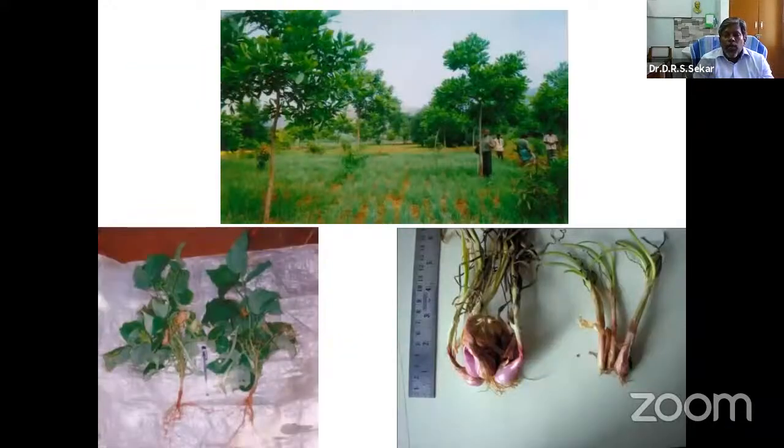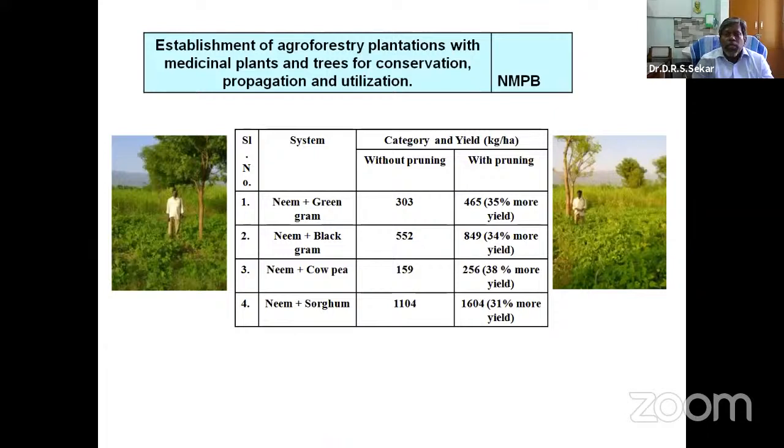Various agroforestry models were established, including agro plantations with the National Medicinal Plant Board's support: neem with green gram, neem with black gram, neem with cowpea, neem with sorghum. Two categories of yield were assessed, with pruning and without pruning, and look at the kind of yield variations.